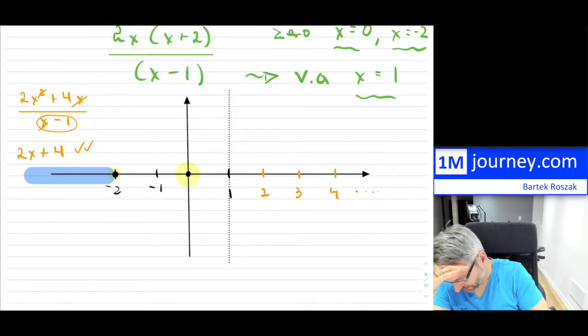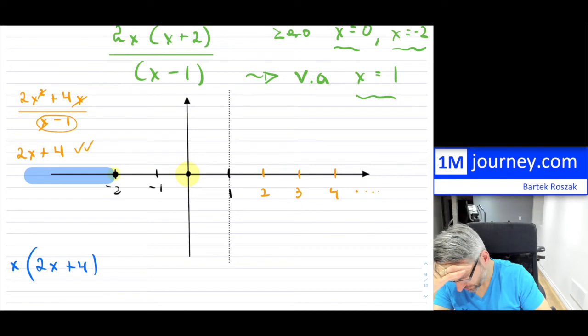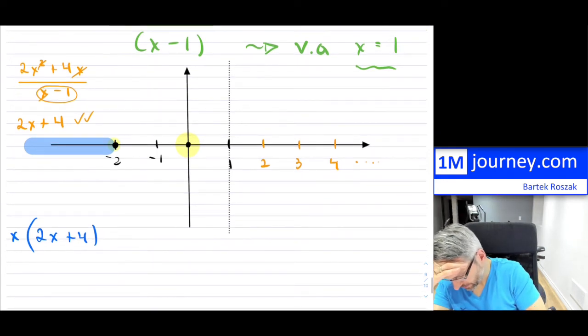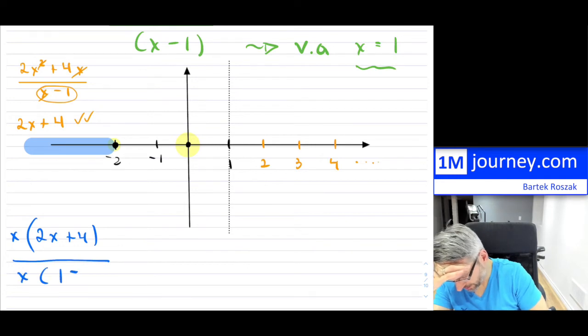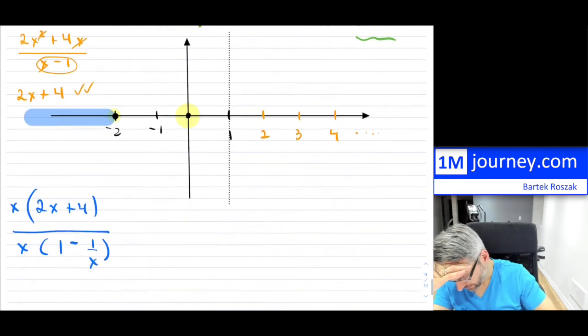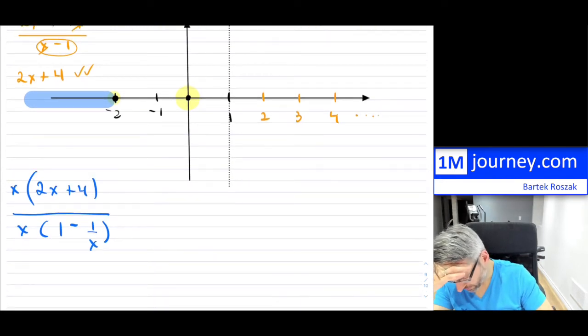So we have 2x plus 4. I'm going to take out that x, and then in the denominator, if I take out the x, I'm going to get 1 minus 1 over x. As that tends towards 0, these cancel.